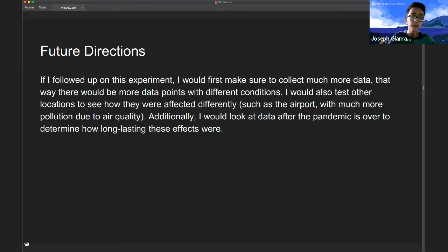And if I were to follow up on this experiment, I'd make sure to collect much more data and with different conditions. And I would also test other locations like the airport to see how they're affected differently, since the airplanes would cause a lot more air pollution. And additionally, I'd look at data after the pandemic is over to determine how long lasting these effects were.